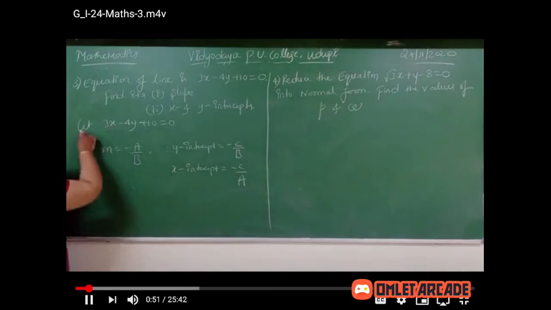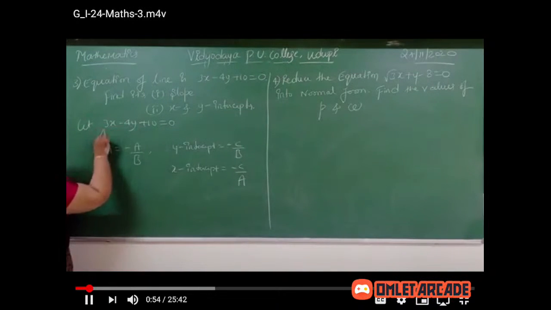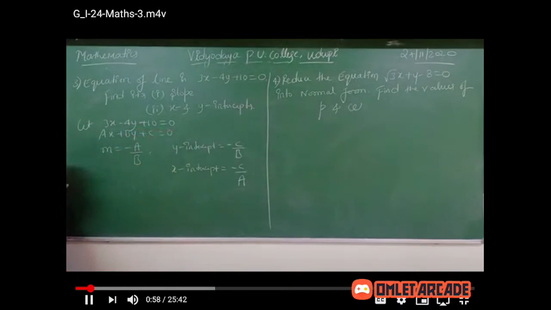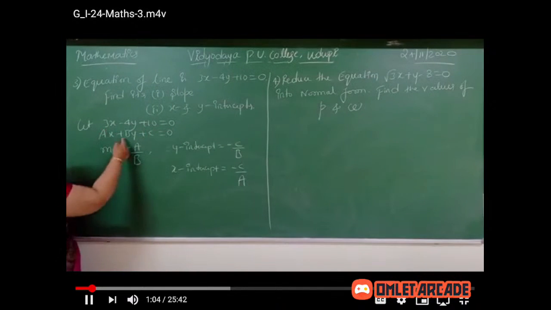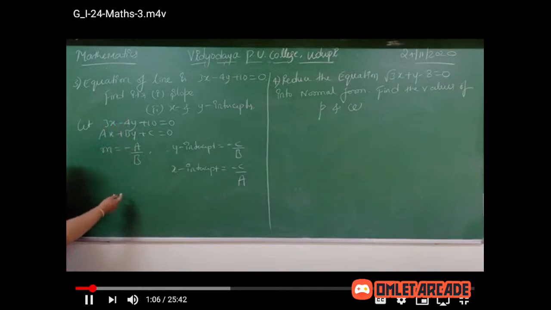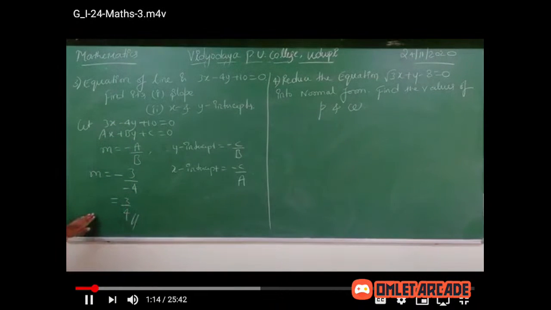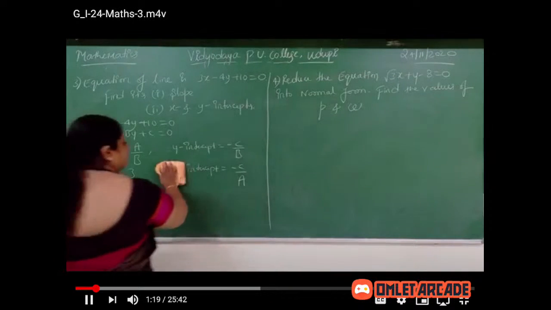Here, see, this is the equation. Is it in the form of ax plus by plus c is equal to 0? So m is nothing but slope. What is the formula? Minus a by b. What is a here? A is 3. What is b here? -4. So can I just substitute it here? M is equal to minus a, which is 3, by b, which is -4. So is it 3 by 4? This is the slope. Similarly, we will find y-intercept and x-intercept.